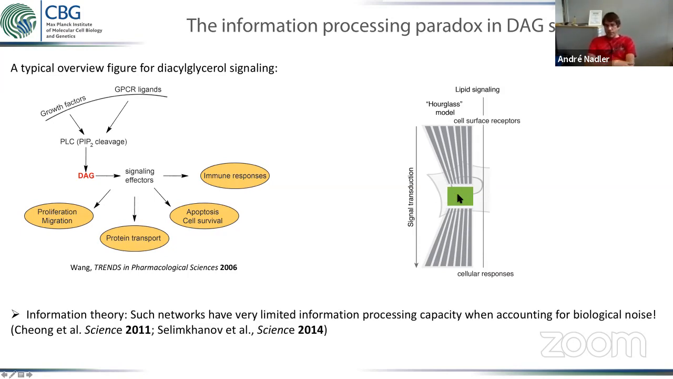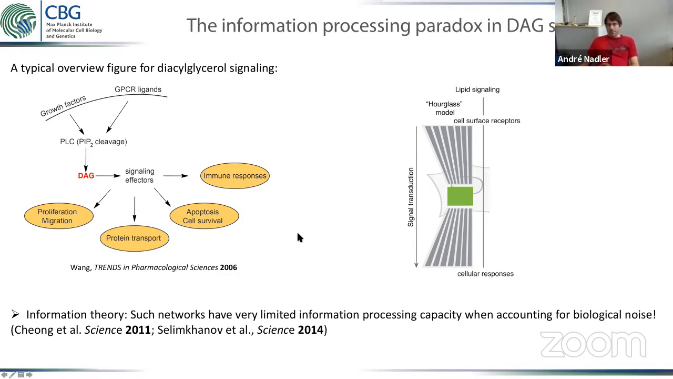Now, you can look at the math behind these systems, and if you do an information theoretical analysis, what you will find, and what people have actually shown and proven, is that the information processing capacity of such networks is exceedingly low once you take into account biological noise. Once you really think about what it means that every cell is different, that you have different expression levels of effector proteins, that not every cell can generate the same amount of second messenger and so on.